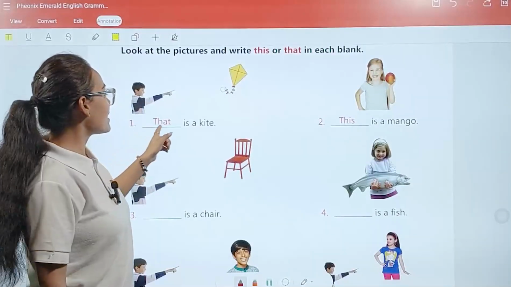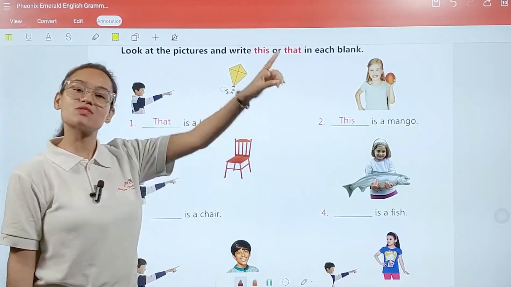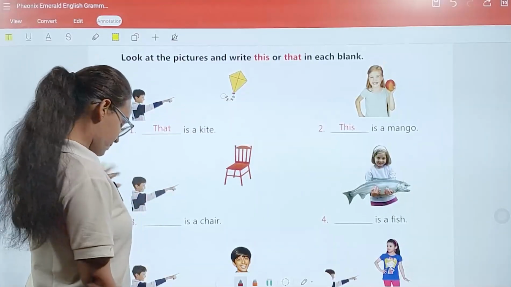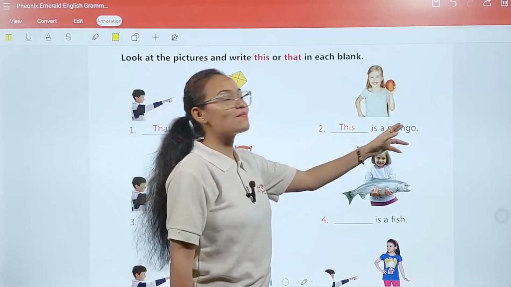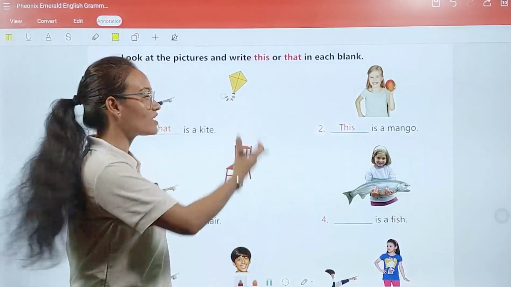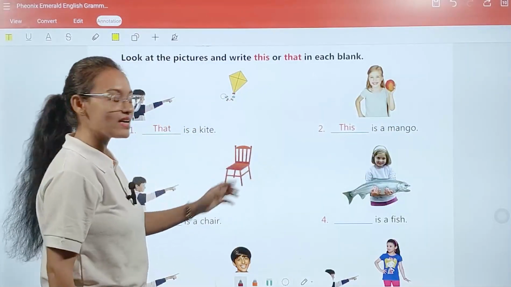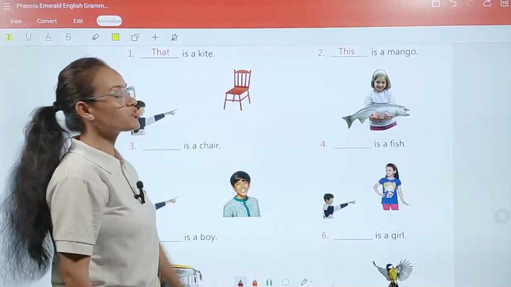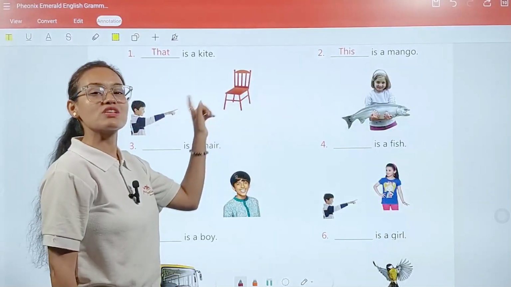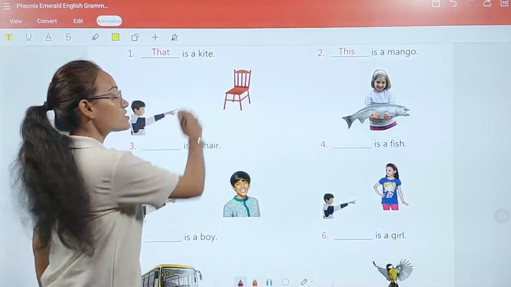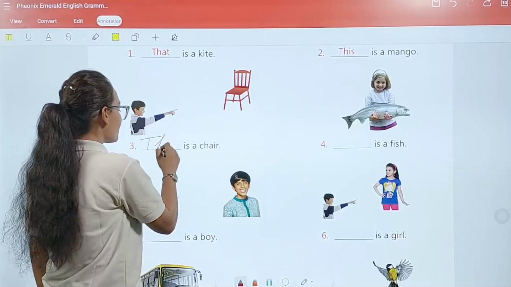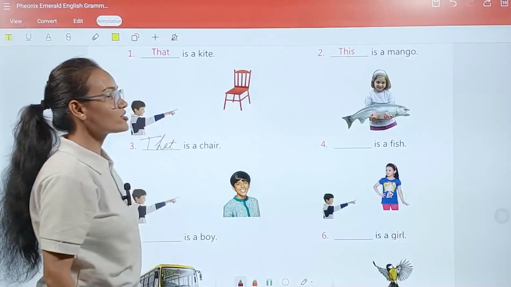So here, my dear students, that is a kite, because the kite is far from this boy. Now this is a mango. The mango is in the hand of the girl. That's why we write here this. Now dash is a chair. Here what are we going to use, this or that? That, because the chair is far. So here, that is a chair.